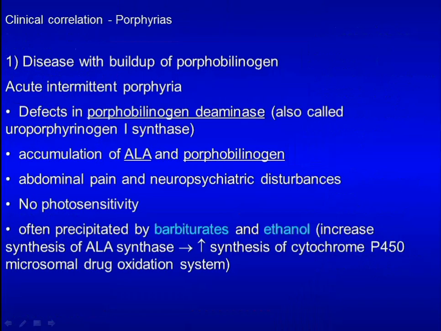The first group of porphyrias is represented by acute intermittent porphyria. It is caused by deficiency in porphobilinogen deaminase. Enzyme deficiency leads to accumulation of ALA and porphobilinogen. Patients with this condition have abdominal pain and neuropsychiatric disturbance, but without photosensitivity. This condition is often precipitated by barbiturates and ethanol.